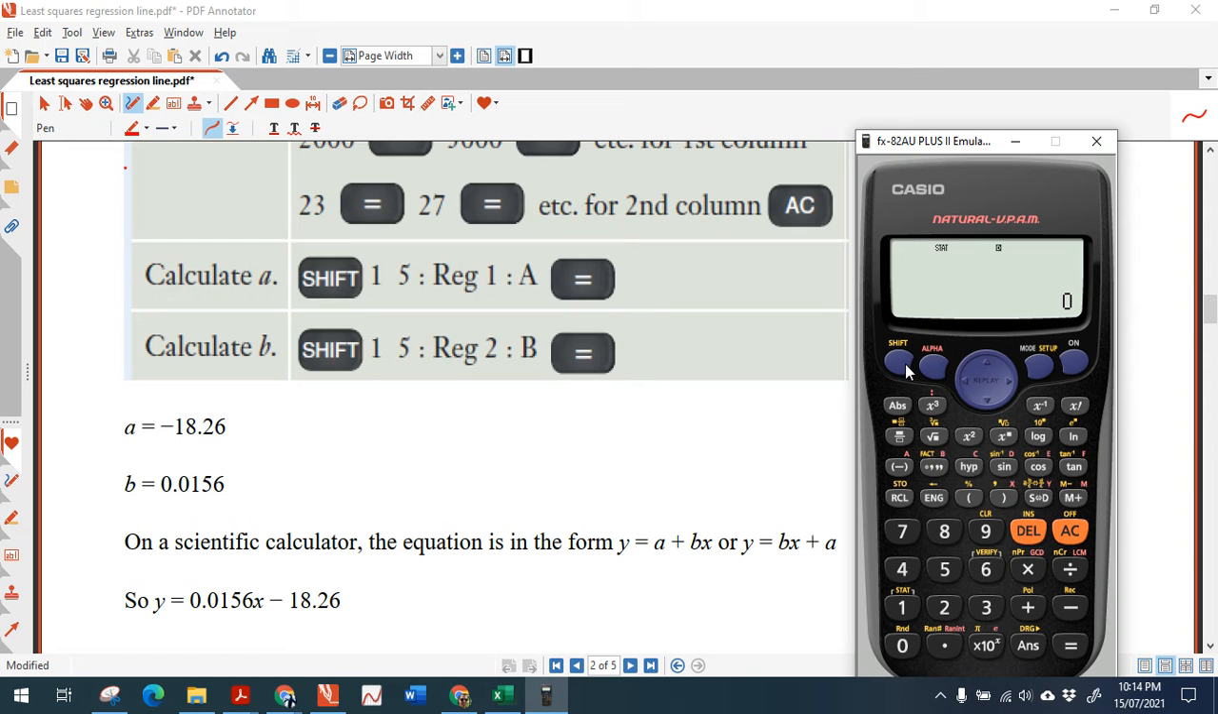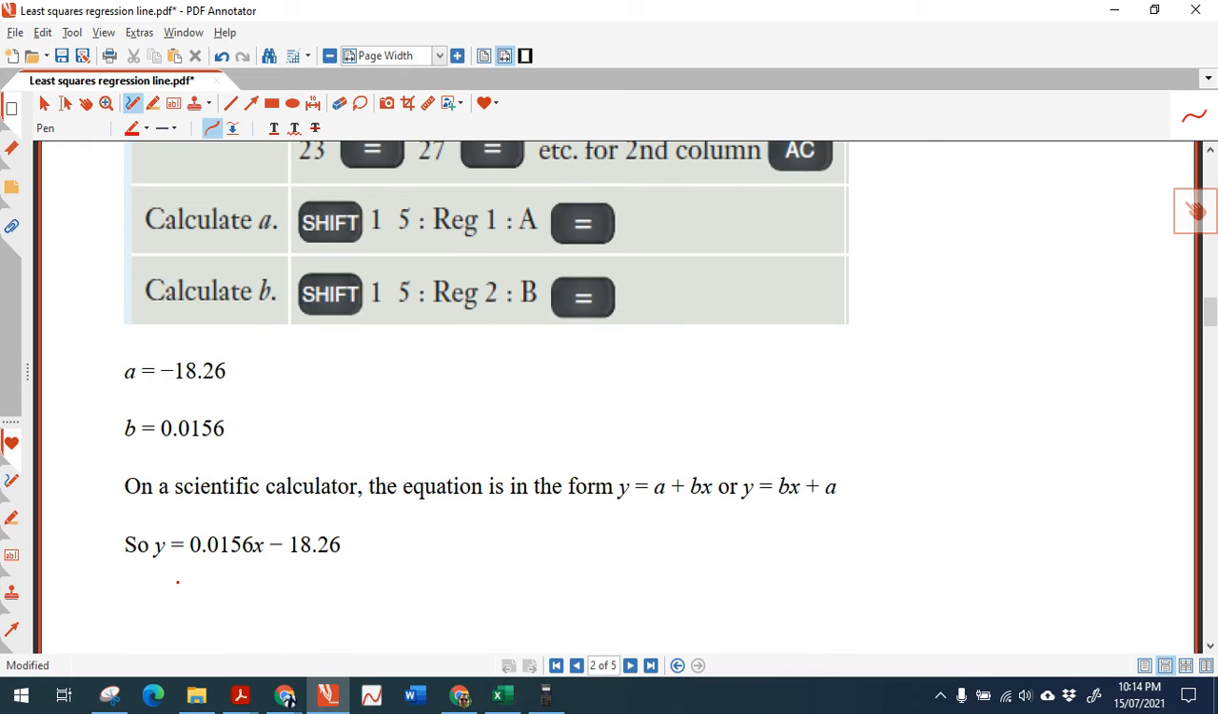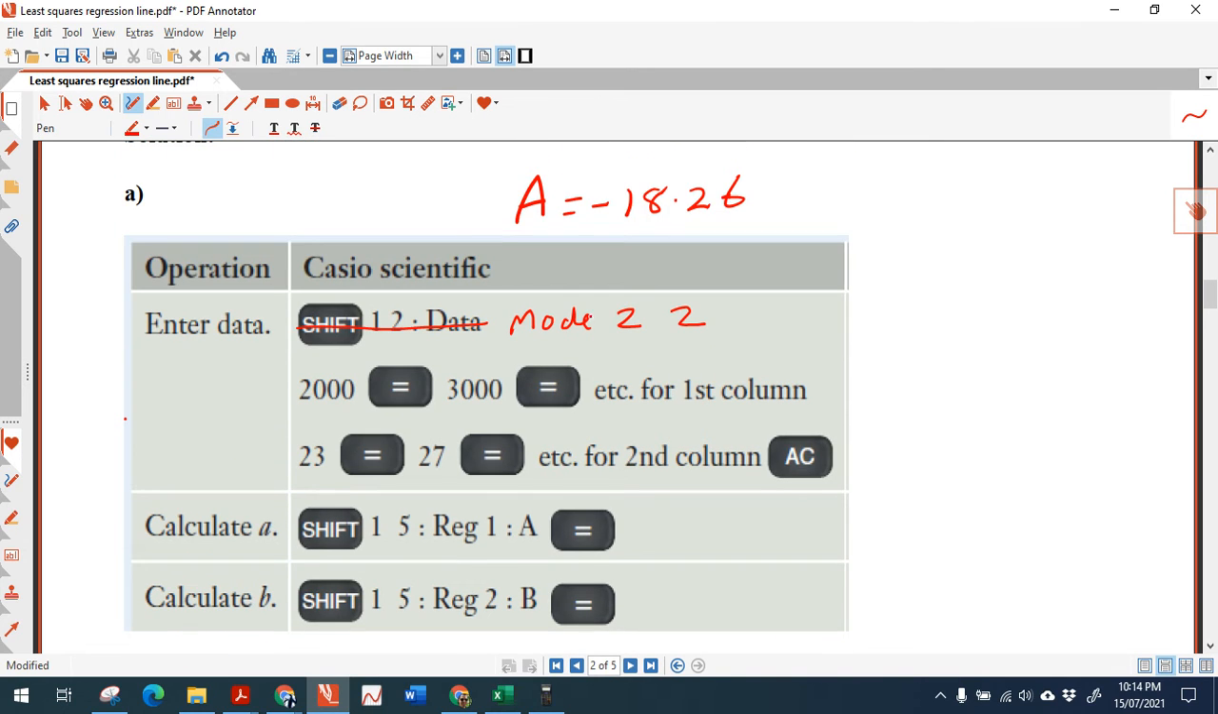All right, so now shift, let me just try something, shift stat data. Oh no, it didn't give it back to me. Okay, so the data is gone. Anyway, so that's our equation. So just follow those instructions. The only incorrect instruction for that was mode 2 and 2, we had to replace it.